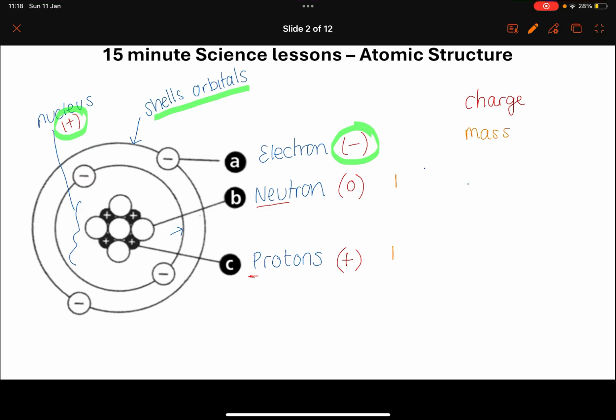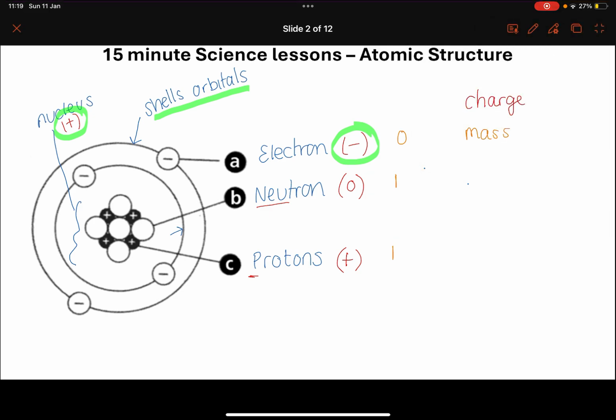Now, electrons, you could put 1 over 2,000. It's very, very small, but in your GCSE, putting 0 for the mass of the electron will get you the mark. So it's easier to remember than the small decimal number. But we know that if something's got no mass, that's obviously not possible, but it's very, very tiny, that your mark scheme will allow you to have 0 and still get the mark.